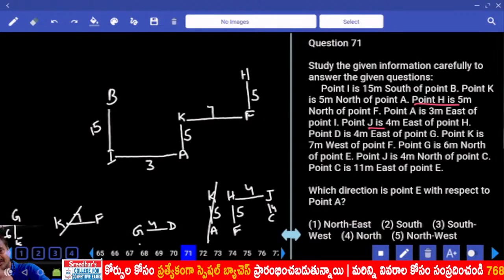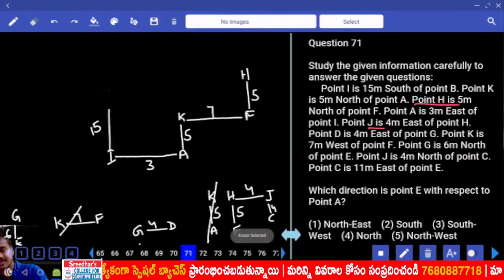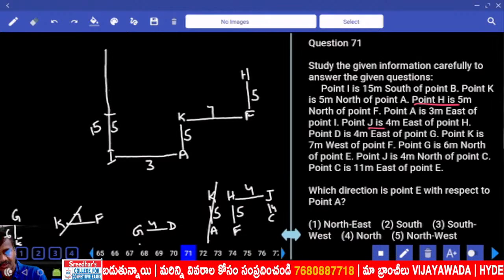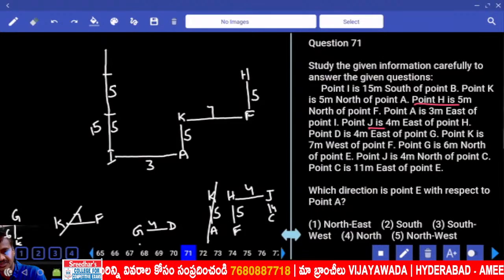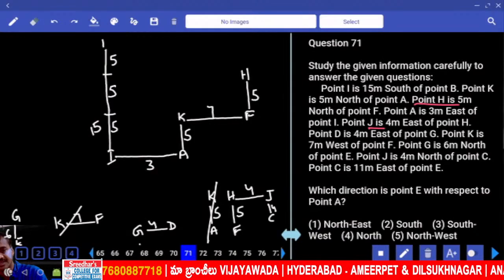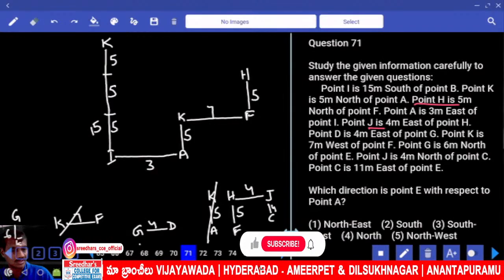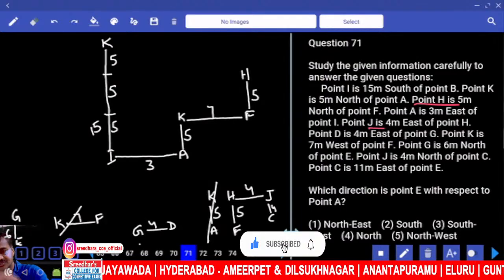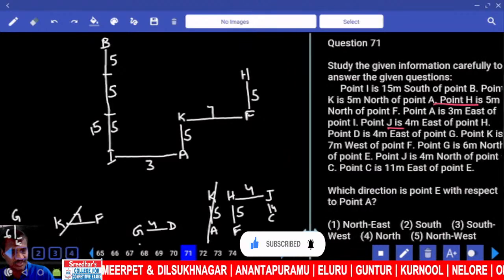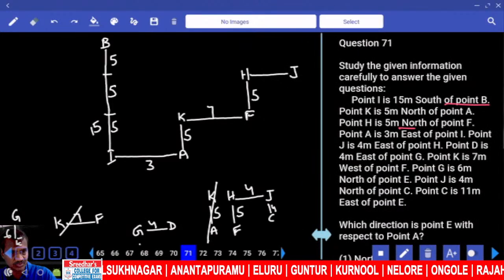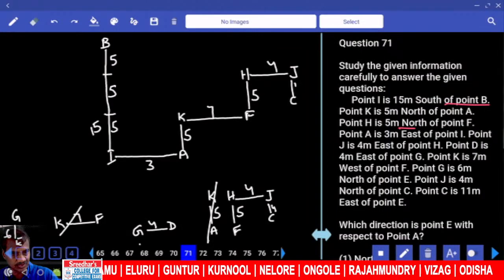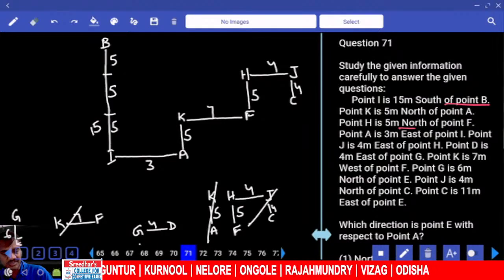Now I and B, what is the distance between I and B? 15. Out of this 15, up to here this is 5, up to here this is 5, and this is another 5, and this is I. Clear? I or K? K. Now K or B? B is at this place. Then the next one, H and J. J is 4 meters to the north of C, so C is 4 meters to the south of J. And H and F we have done.